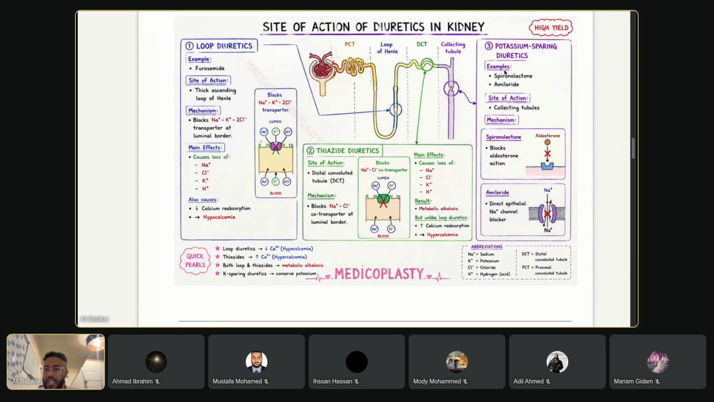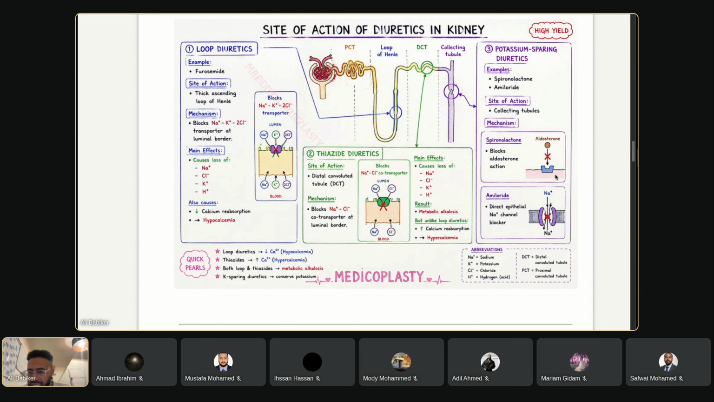Potassium-sparing diuretics like spironolactone and amiloride. Site of action, collecting tubules here. Mechanism, spironolactone blocks aldosterone action. Amiloride is a direct epithelial sodium channel blocker. So the aldosterone works on this channel. The spironolactone blocks aldosterone from reaching the channel. However, the amiloride blocks the channel directly. That's the difference between them.